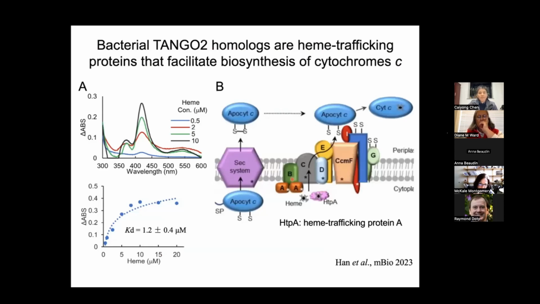Besides eukaryotes, some bacteria also have putative homologs of TANGO2. The homolog of TANGO2 has been characterized in a gram-negative bacterium called Shewanella oneidensis, and it was also shown to be a heme-binding protein and has been named heme trafficking protein A, or HtpA. HtpA can bind heme with a dissociation constant of around 1.2 micromolar. In the bacteria, it can facilitate heme transfer to cytochrome c through the cytochrome c maturation system. It may transfer heme directly to one component of the CCM system, which is CcmB.